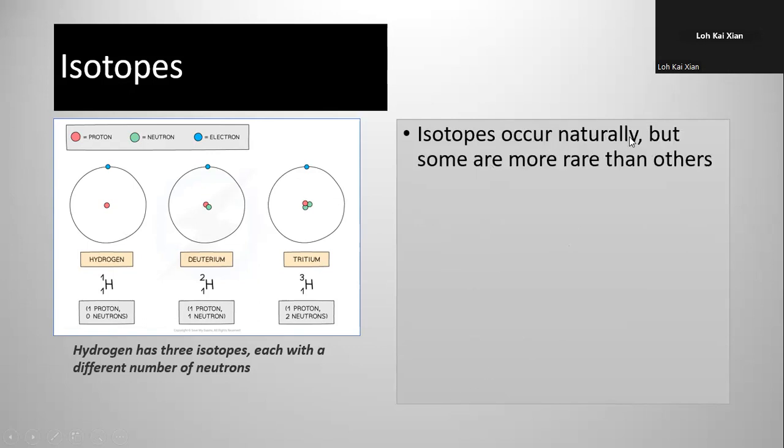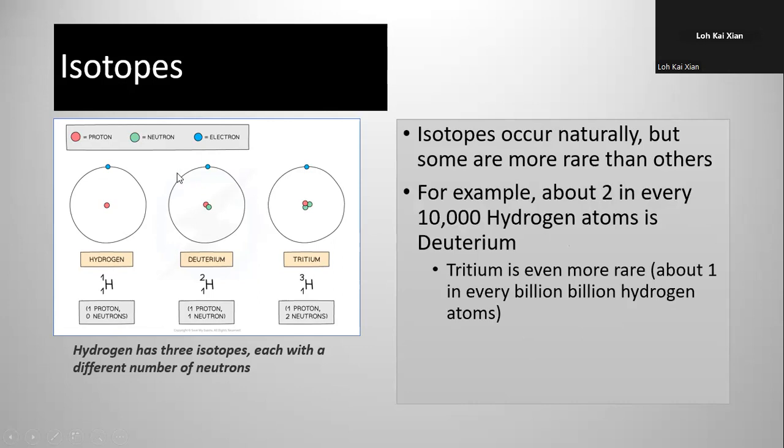Isotopes occur naturally, but some are more rare than others. This is common. This is rare lah. For example, about 2 in every 10,000 hydrogen atoms is deuterium, right? Very rare. Tritium is even more rare. 1 in every billion hydrogen atoms. Right? To show you it's unstable.